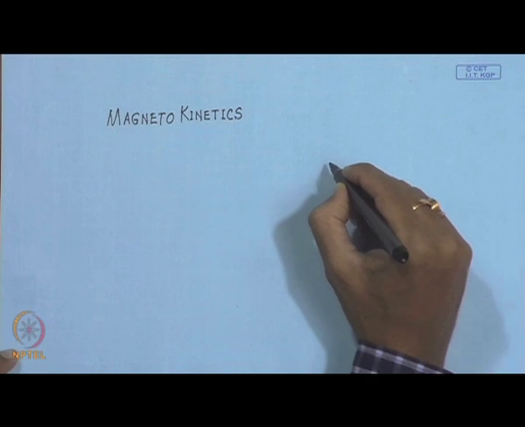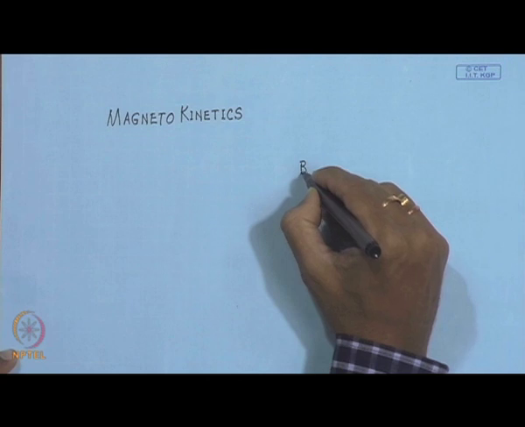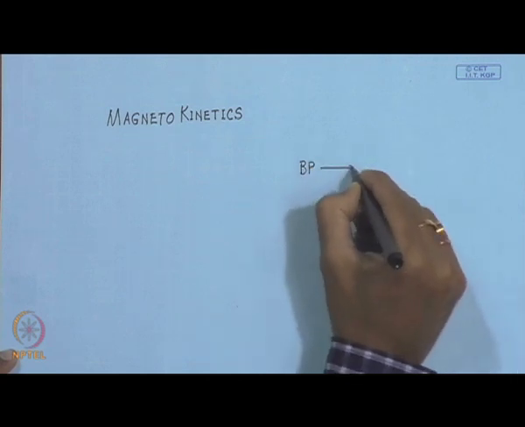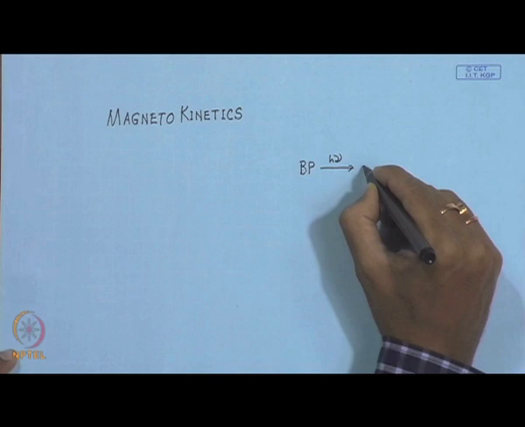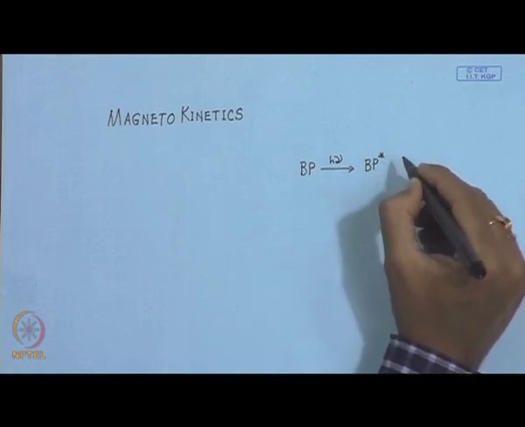Now, using this technique one can study fast kinetics, as I gave you the example of the photoreaction of benzophenone. When benzophenone gets excited with a laser of wavelength 355 nanometer, BP plus h nu gives BP star, photoexcited benzophenone.